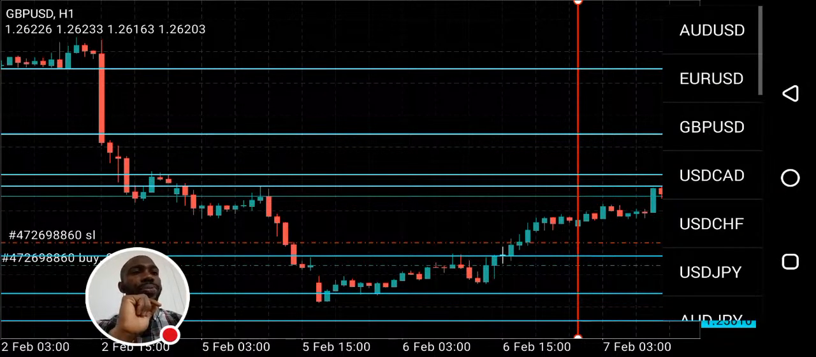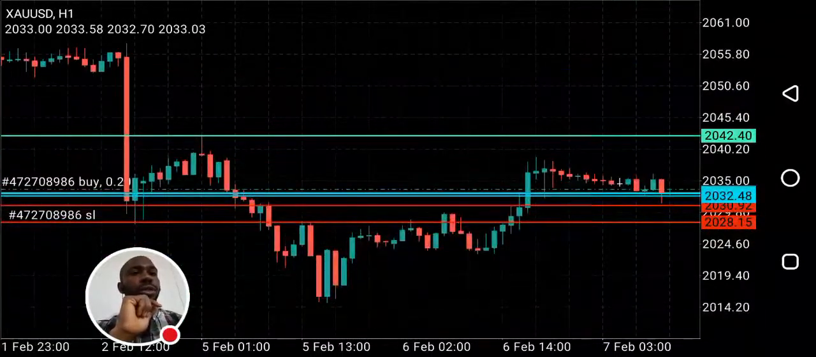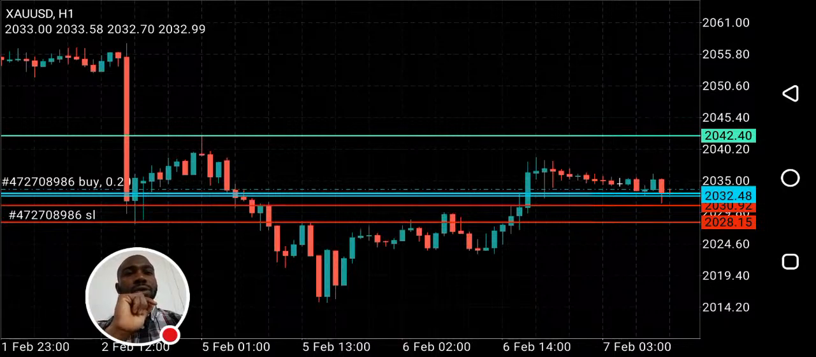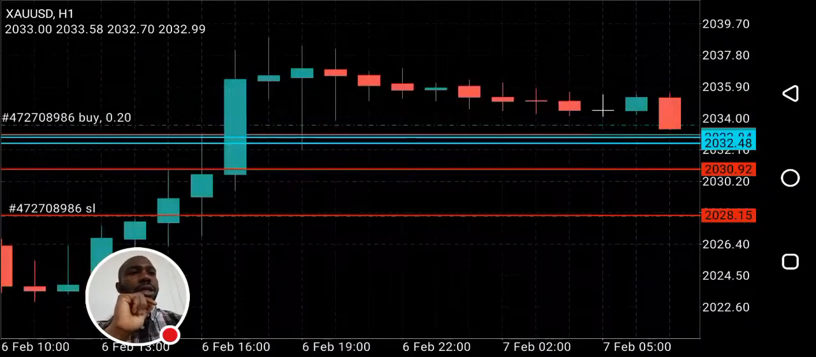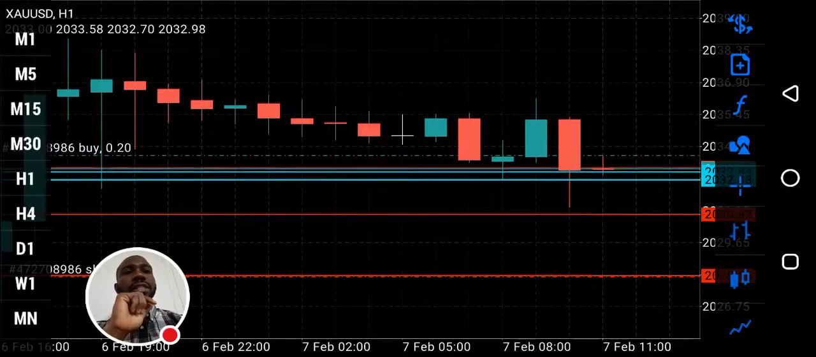Let's switch to gold. The trade on gold. Okay, I'm buying gold at the moment. So let's start with the daily time frame.